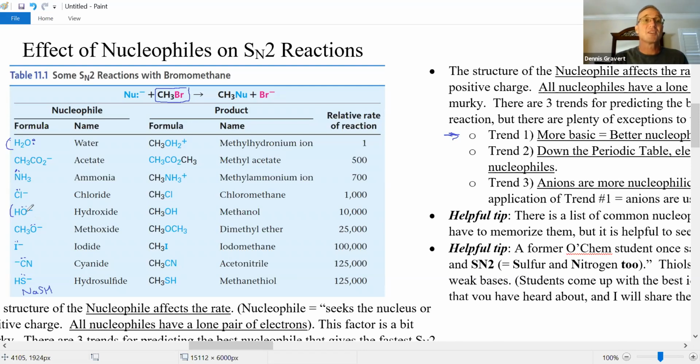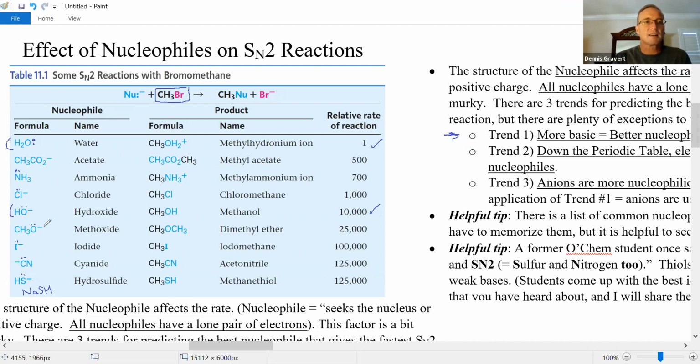There's a lone pair on oxygen, lone pair on oxygen. We're comparing apples to apples. But here, hydroxide is more basic than water, so it's going to be a better nucleophile. It's 10,000 times faster. Hydroxide ion does the Sn2 reaction 10,000 times faster than water. Water is not a very good nucleophile for Sn2. Okay, that's the first trend.